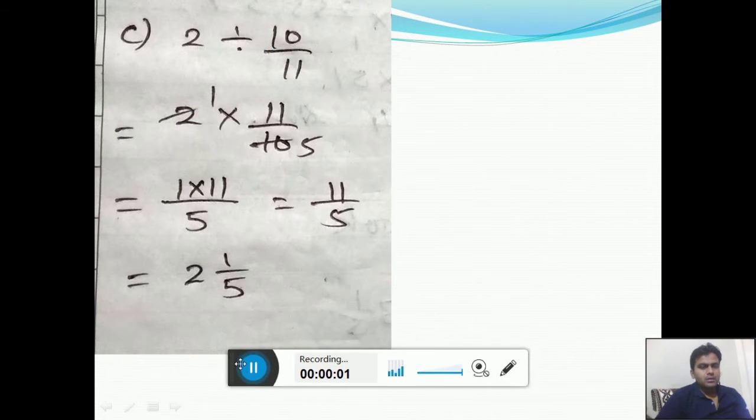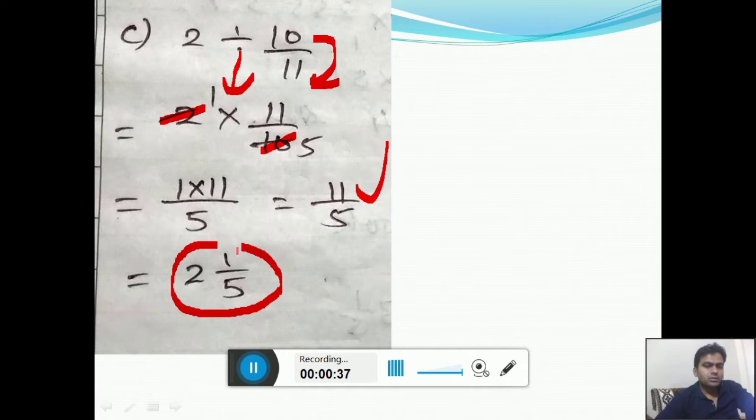Next question, 2 divided by 10 upon 11. Now the same procedure we will follow here. The divide sign will change into multiply and this fraction will be interchanged, or reciprocated. So it will become 11 upon 10. Now we can cut or simplify this 2 with 10. 2 1 is 2 and 2 5 is 10. So now we are left with 11 and 1. So 1 into 11, 11 upon 5, and 11 upon 5 we can easily change into 2 complete 1 upon 5.